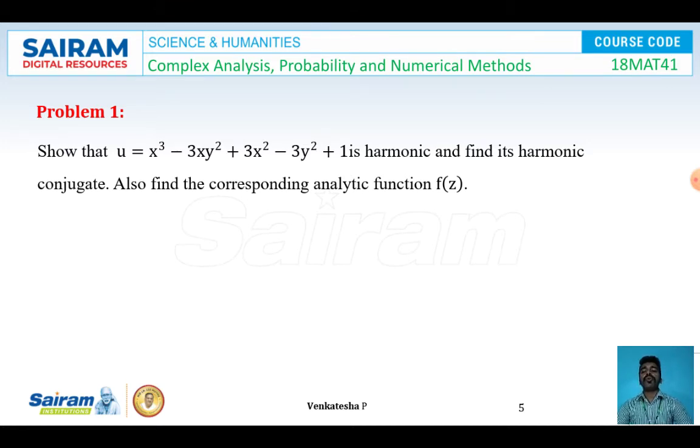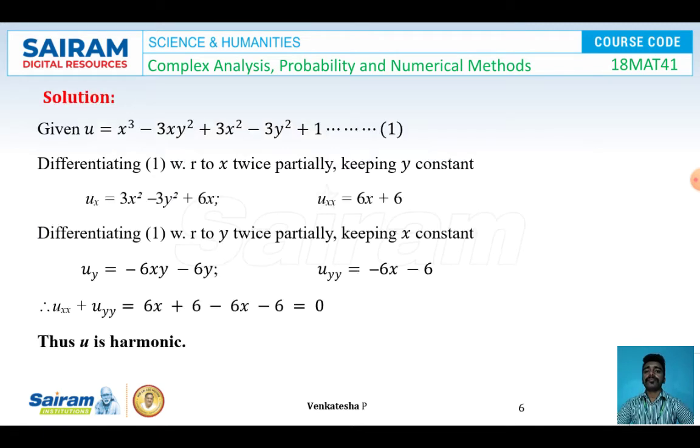So first we will prove u is a harmonic function. How to prove u is harmonic? We have to show u satisfies the Laplace equation, that is dou square u by dou x square plus dou square u by dou y square should be equal to 0. So we have to find the partial derivatives u double x and u double y first. Given u is equal to x cube minus 3xy square plus 3x square minus 3y square plus 1. Call this equation number 1.